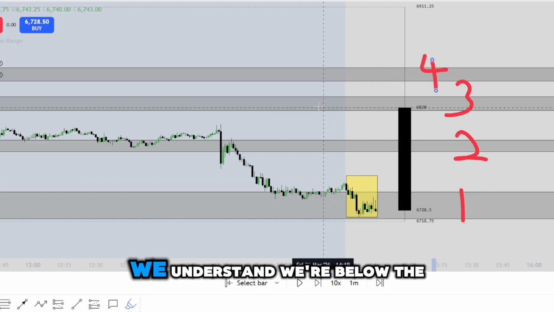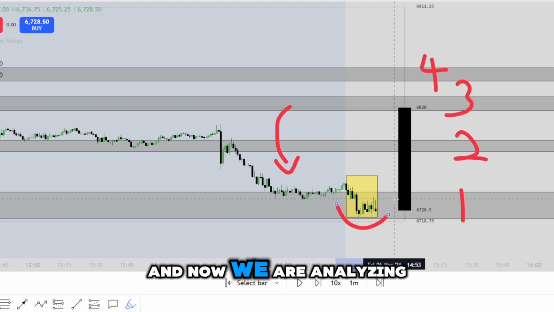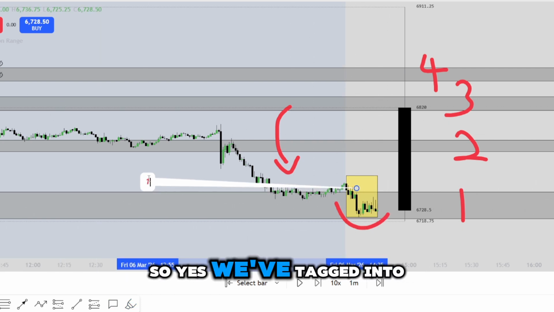So now that we're here, we understand we're below the weekly opening price. We've tapped into a bullish fair value gap, and now we are analyzing the first 15 minutes. We want to see a couple of things. So yes, we've tagged into a key level.